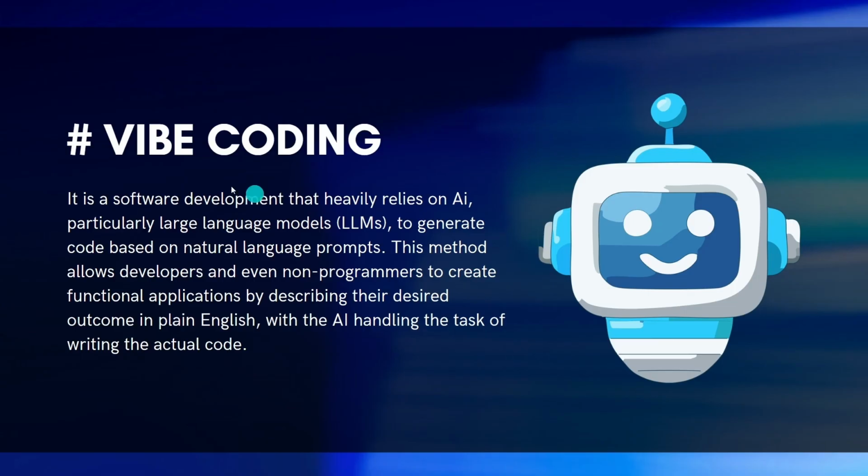Okay, so what are the uses of this particular vibe coding in this AI world? This method allows developers and even non-programmers to create functional applications by describing their desired outcome in plain English, with the AI handling the task of writing the actual code. This is an amazing time-saving AI tool and technology in which we are going to use our prompts.